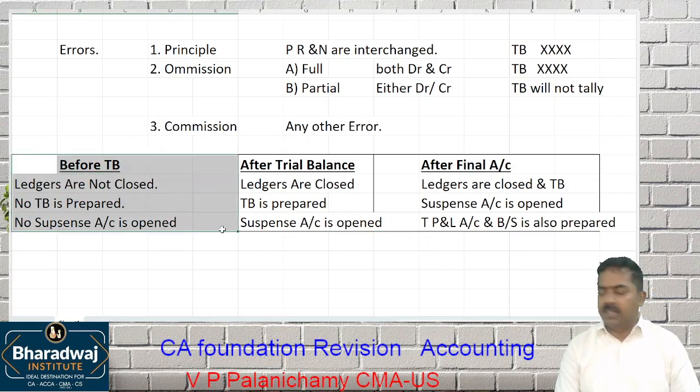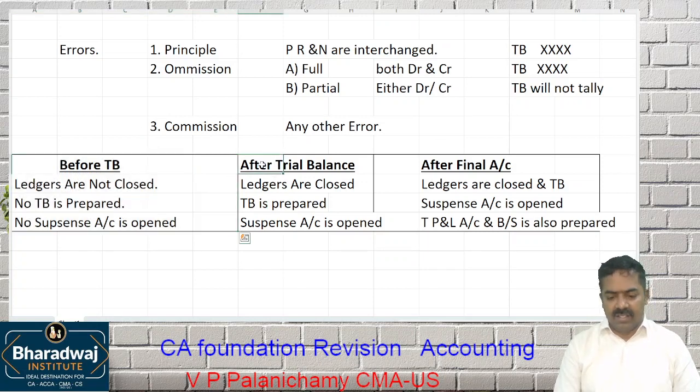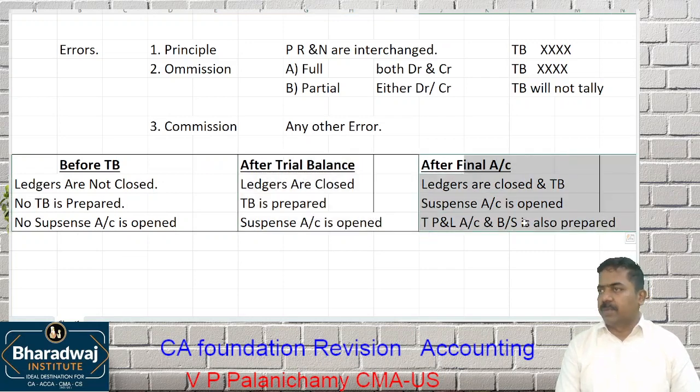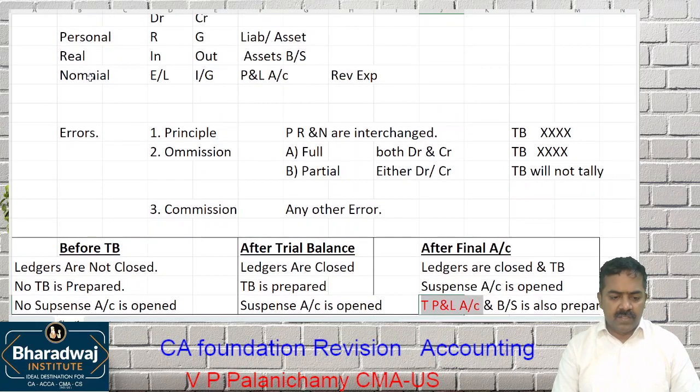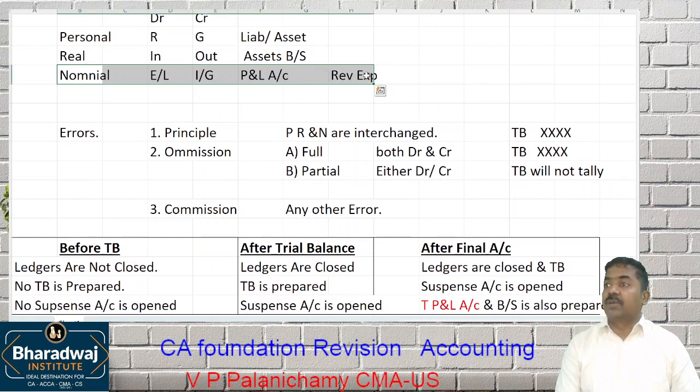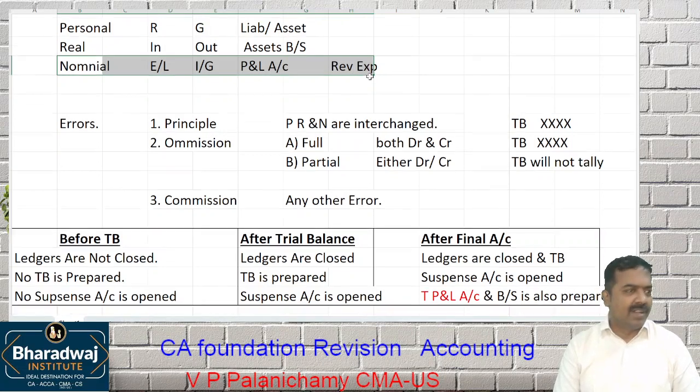Before trial balance means no suspense account should be adjusted or opened. If it is after trial balance, suspense account is opened. If it is after final accounts, again suspense account is opened, but already what is closed? Trading P&L account is closed, which means all nominal accounts are closed. Nominal accounts go to which account? Trading P&L account.